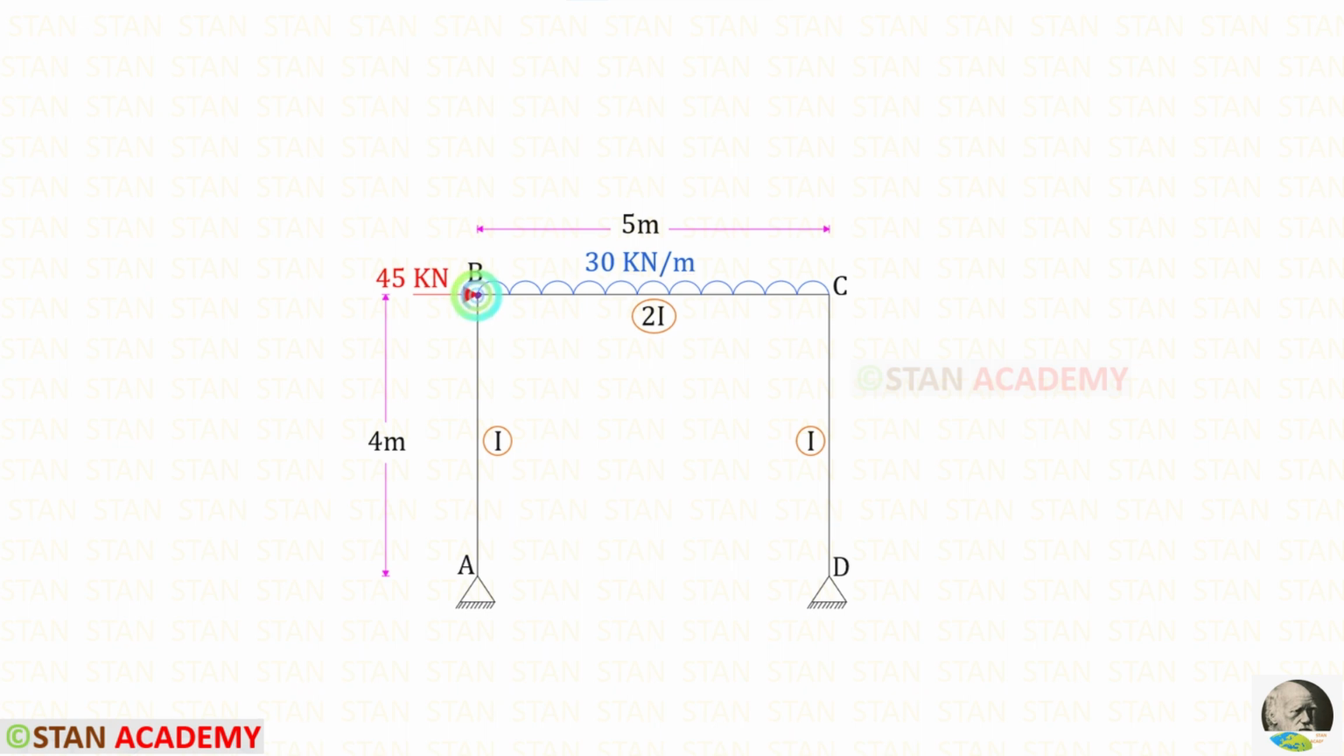In the joint B, there is a nodal point load of 45 kN. It is acting towards the right side. The height of the columns is 4 meters and the length of the beam is 5 meters. For the columns, the moment of inertia is I, and for the beam it is 2I. In the points A and D, there are hinged supports.